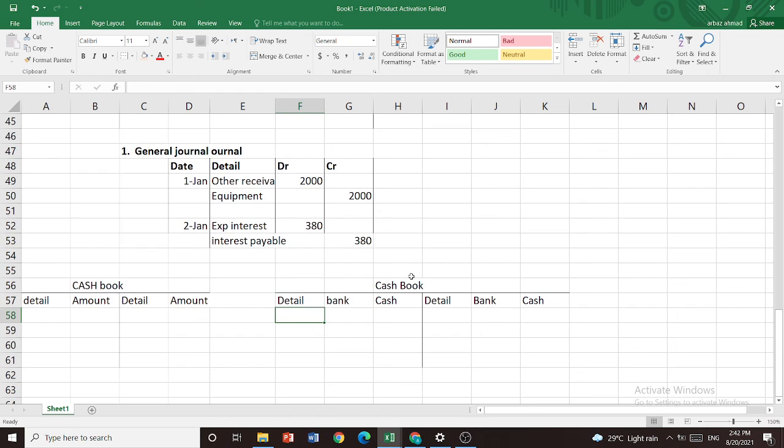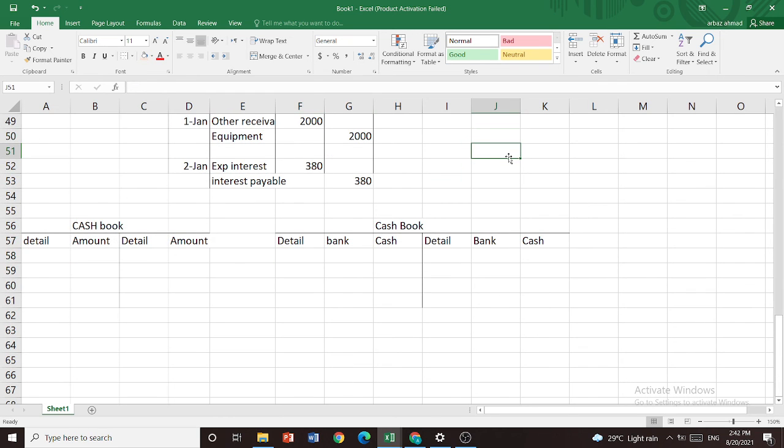Let's say if you buy something on cash, right? If you buy candles on cash, what you will do is debit candles and credit cash. So credit cash means credit is this side. I will write here in details, candles. Now am I paying through bank or cash? I'm paying through cash, let's say $50. So let's say it was bank, I don't put anything here, I put 50 here. So that is called cash book.